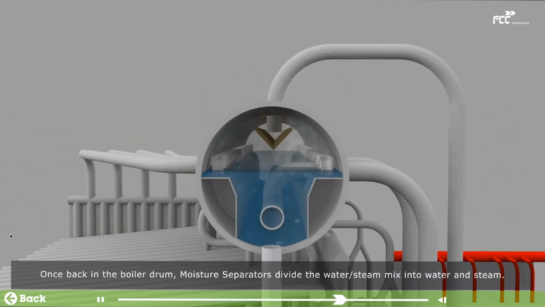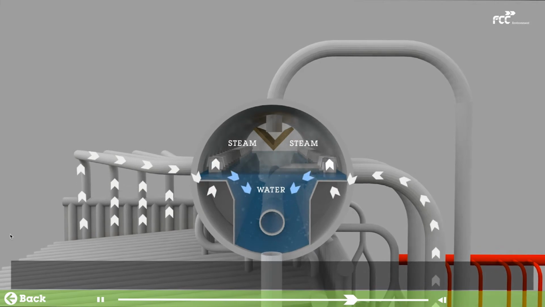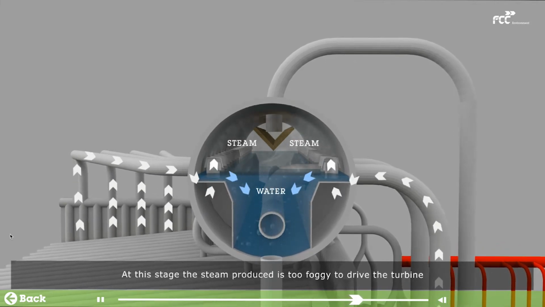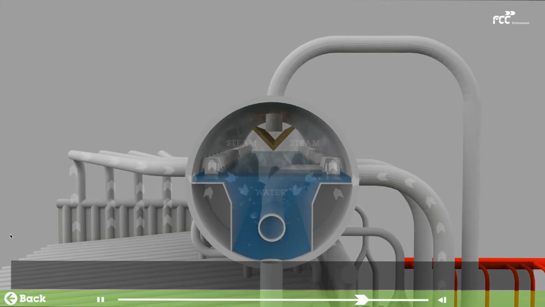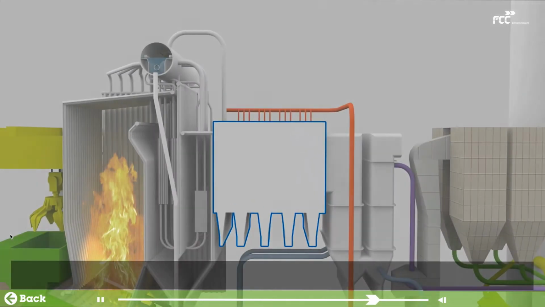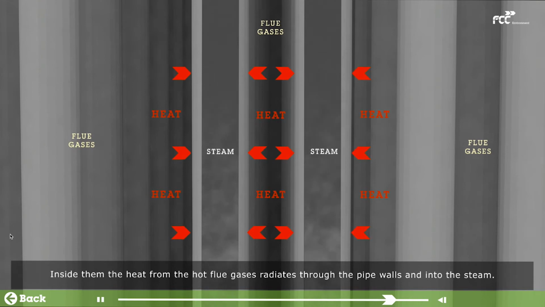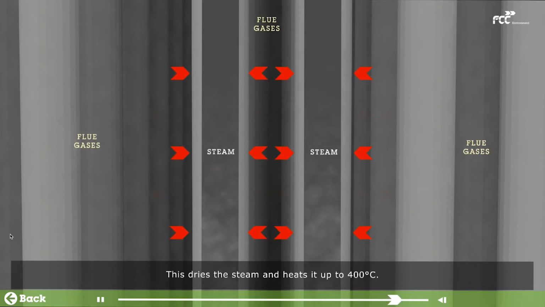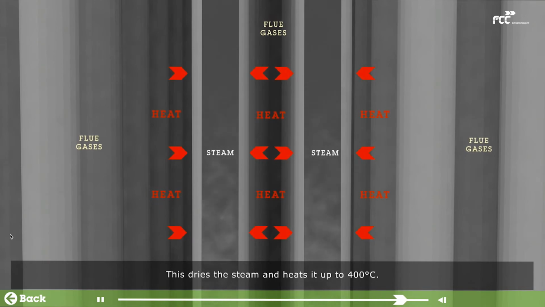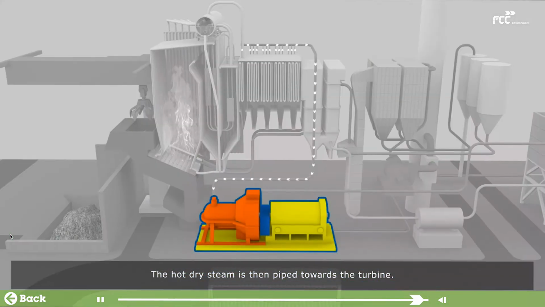Once back in the boiler drum, moisture separators divide the water-steam mix into water and steam. At this stage, the steam produced is too foggy to drive the turbine, so it is sent to another series of pipes, called superheaters. The superheaters are heat exchangers. Inside them, the heat from the hot flue gases radiates through the pipe walls and into the steam. This dries the steam and heats it up to 400 degrees centigrade. The hot, dry steam is then piped towards the turbine.